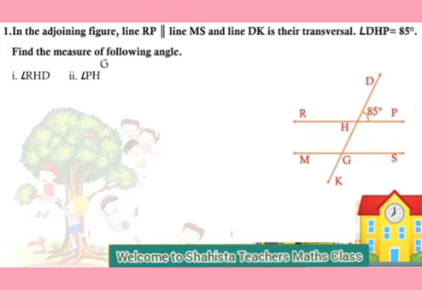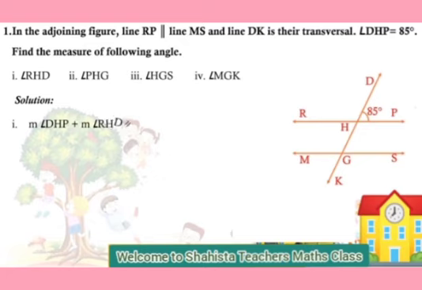Now here we are going to find 4 angles. First is angle RHD, second is angle PHG, third is angle HGS and fourth is angle MGK. So let's solve angle RHD.